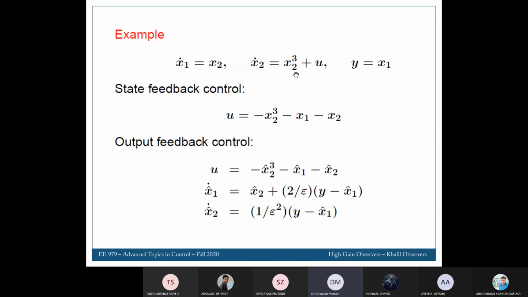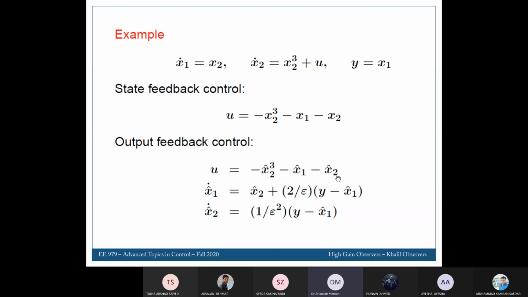And now what we are going to do, we are going to make this state feedback controller to be an output feedback controller. What we need is, instead of x2, we need x2 hat. Instead of x1, x1 hat, x2, x2 hat. Okay. So observer is going to be this one here. So u is going to be all the hat values. Fine. All these hat values are coming from the observer, which is given by the last two equations.